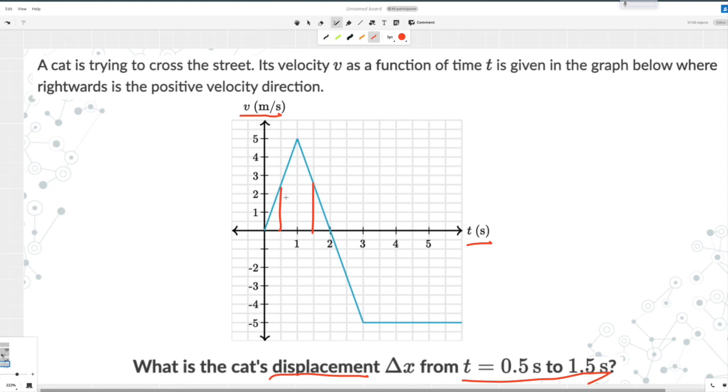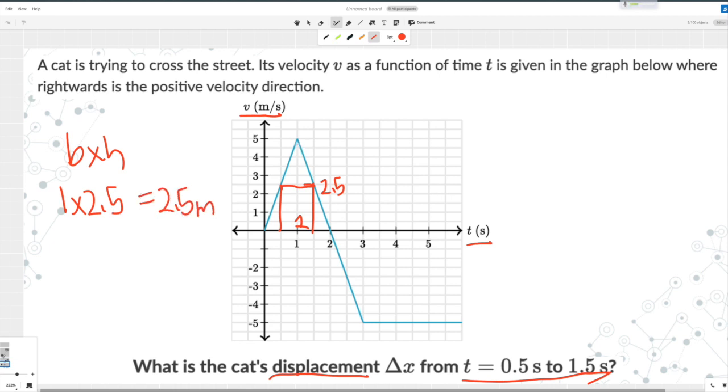First we find the area underneath this rectangle. The height over here is 2.5, and the length of the base is going to be constant for the triangle and the rectangle, which is 1. So base times height, 1 times 2.5, gives us 2.5 meters.